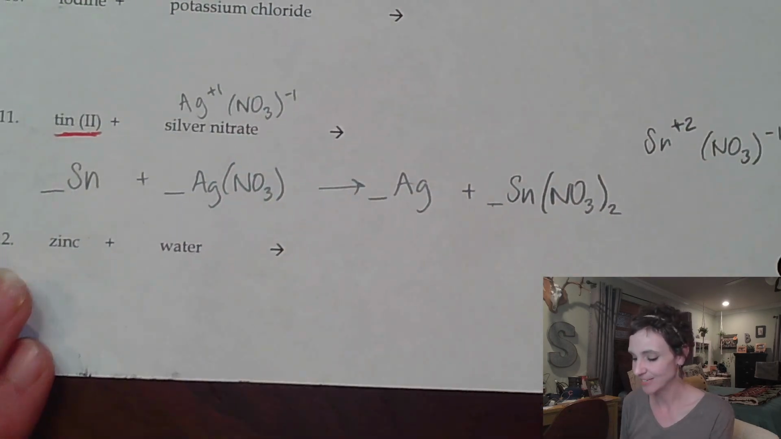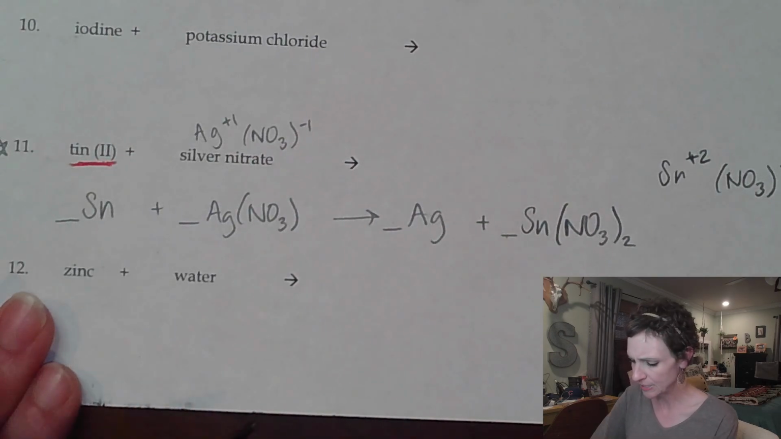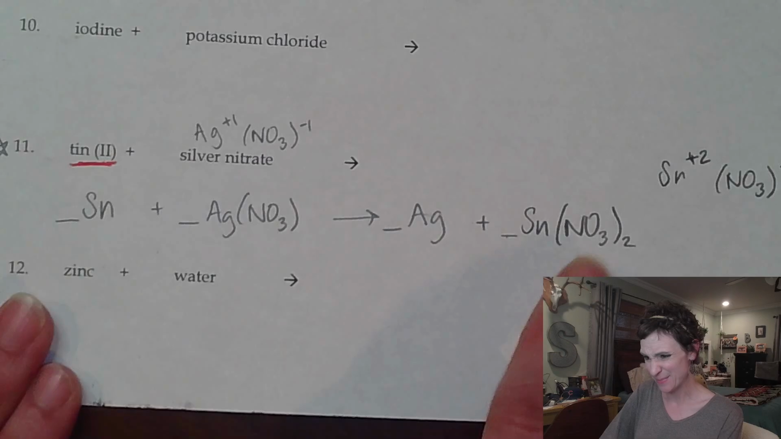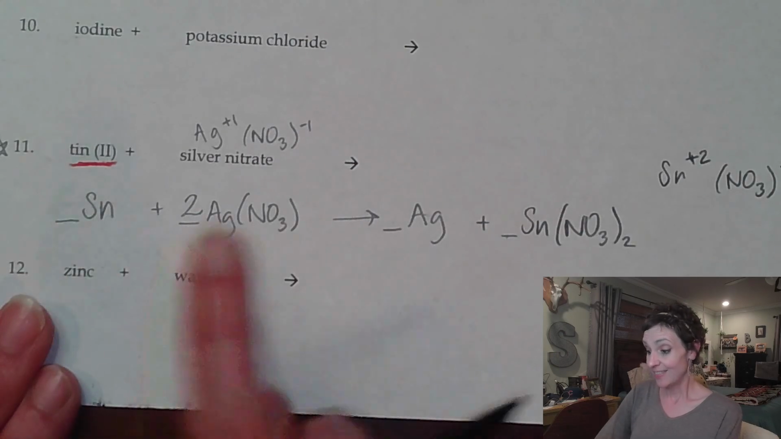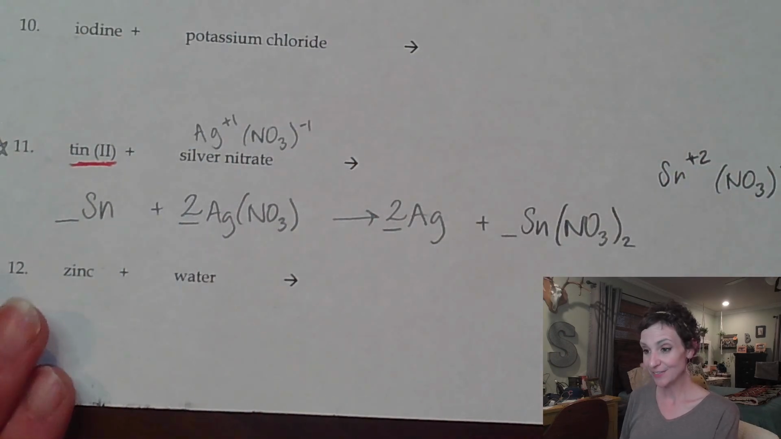Boom, boom. We are ready to balance. Yep. Okay, we're excited about the balancing. We are going to be like, okay, nitrate's my main guy with an issue. I need 2 of them, so I'm going to put 2 of them in front of silver nitrate. And then I need to put 2 in front of my silver.